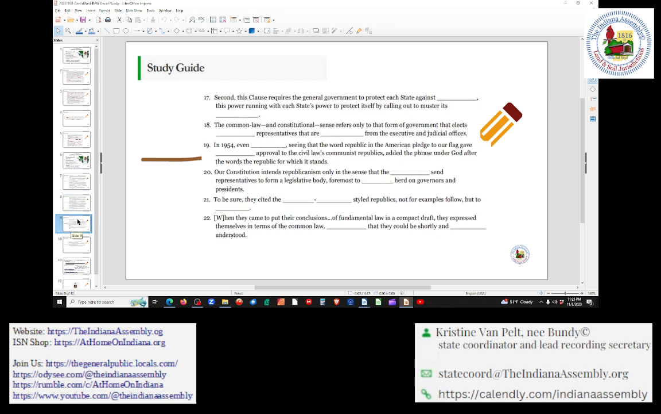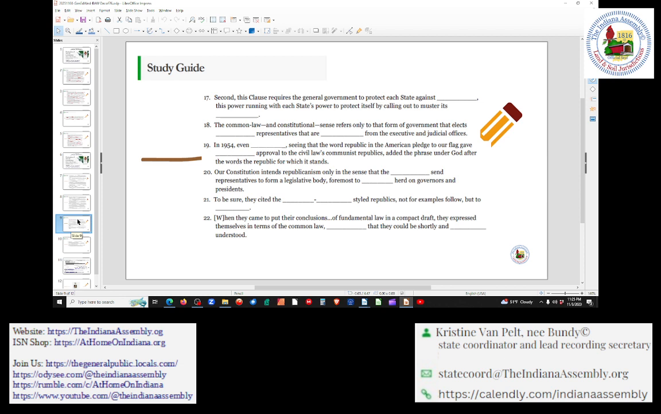Number 17, second, this clause requires the general government to protect each state against blank. This power runs with each state's power to protect itself by calling out to muster its blank. Number 18. The common law and constitutional sense refers only to that form of government that elects blank representatives that are blank from the executive and judicial offices.